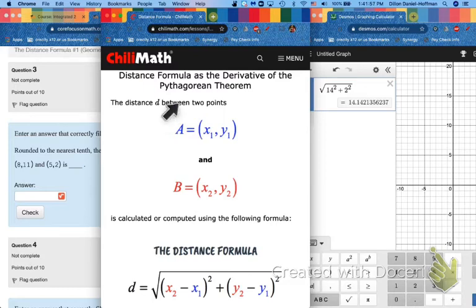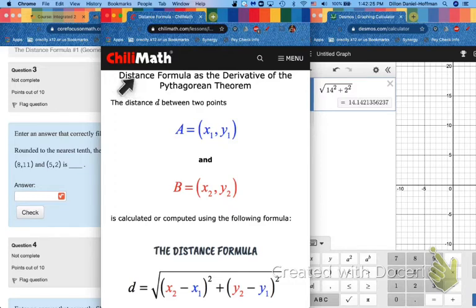This is what the distance formula is. And notice what it says as a derivative of the Pythagorean theorem. The distance d between the 2 points A equals the point x1, y1, and B equals x2, y2 is calculated or computed using the following formula. And here it is. The square root of, in parentheses, you subtract your 2 x numbers together, squared, plus you subtract your 2 y numbers together, squared.